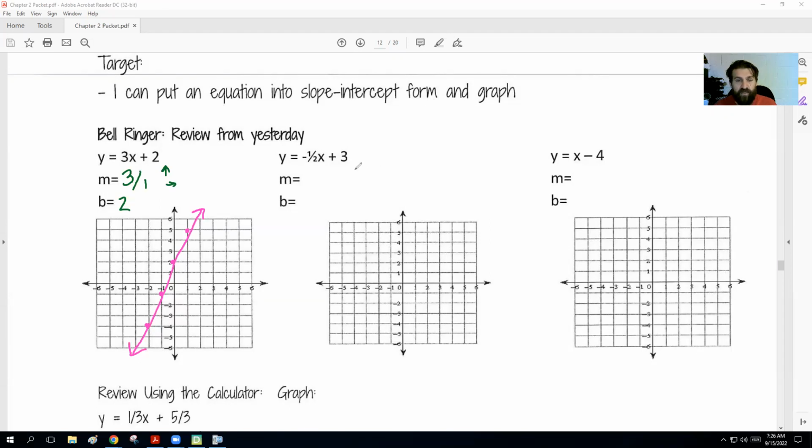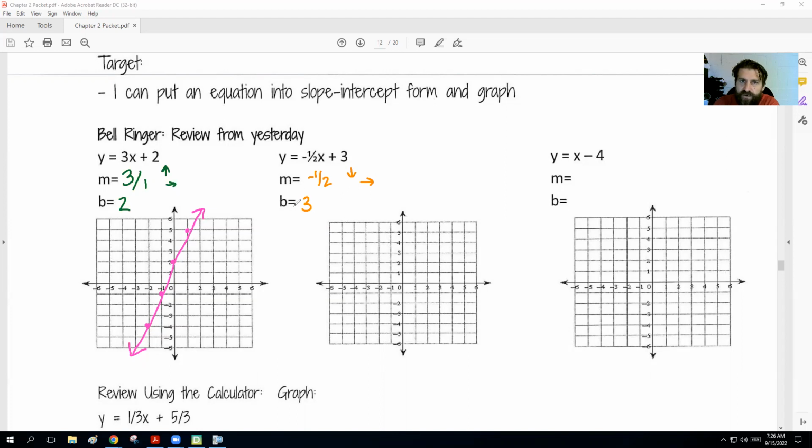All right, next one here. If you want to pause and practice any of these on your own, feel free, but we're just kind of warming up from what we did the other day. All right, so here, this one, we got m, the slope is -1 over 2, so that means we're going to go down 1 over 2. And then our y-intercept is 3.